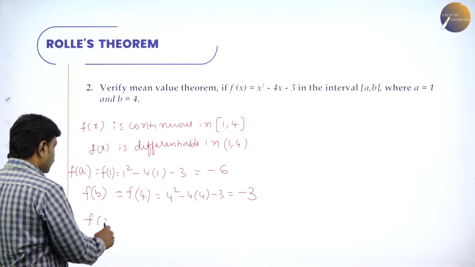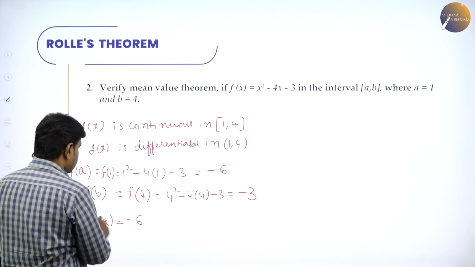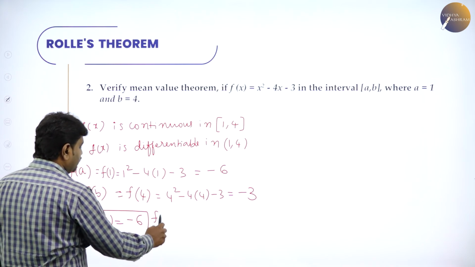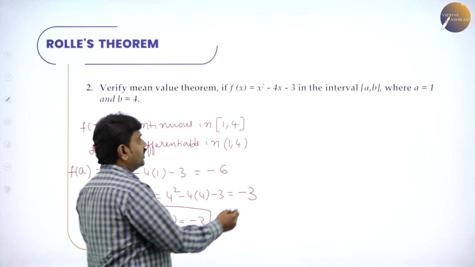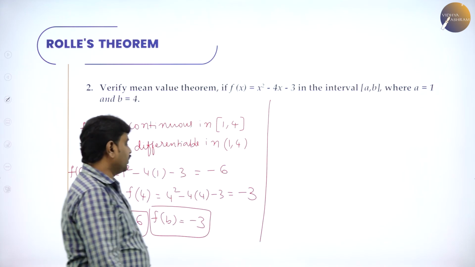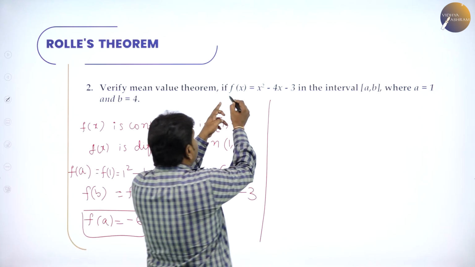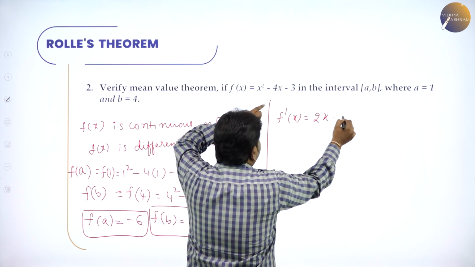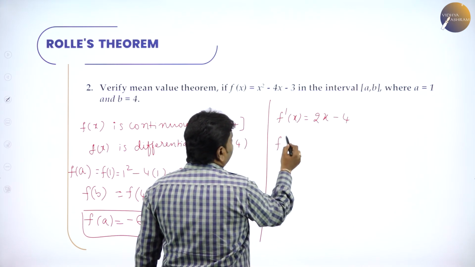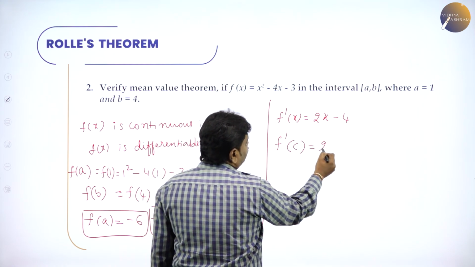And you got f of a. What is f of a? Minus 6. You got f of b. What is f of b? Minus 3. Now you go for what? F dash x. What is f dash x? Derivative of f of x. So differentiate both sides. F of x becomes f dash x. This will become 2x. This will become minus 4. Now find f dash c. What is f dash c? In the place of x put c.